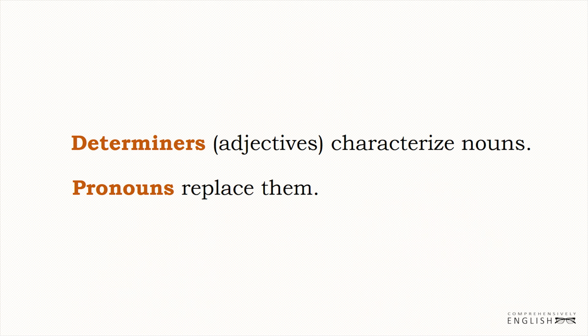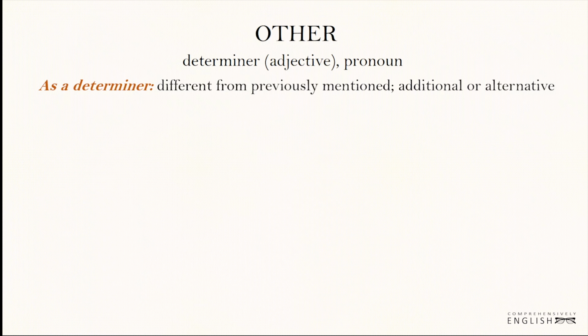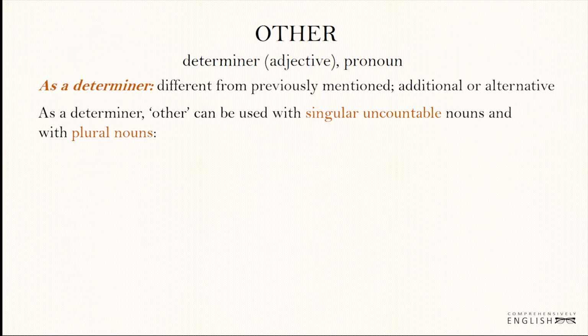A pronoun is a word that can be used instead of a noun, usually instead of a noun that has already been mentioned before. So let's sum it up before we go any further. Determiners or adjectives characterize nouns. Pronouns replace them. That's the key idea that will help you gain insight on how we use the word "other". As a determiner, "other" means different from previously mentioned, additional or alternative. As a determiner, "other" can be used with singular countable nouns and with plural nouns.